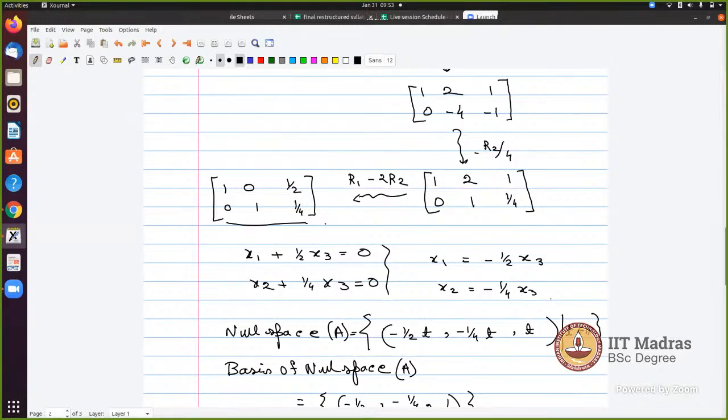So if you take any value for x3 and write a vector, then it will generate a subspace, which will be the solution space for that. It will be spanned by that.